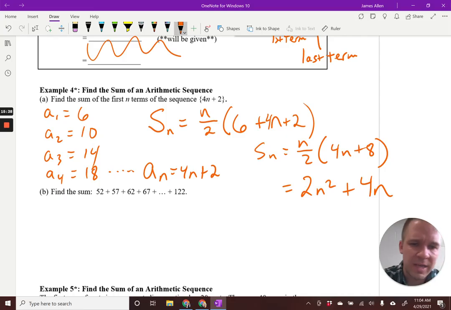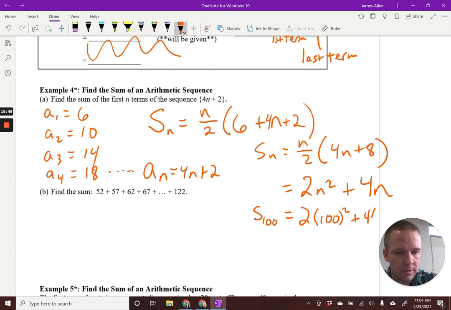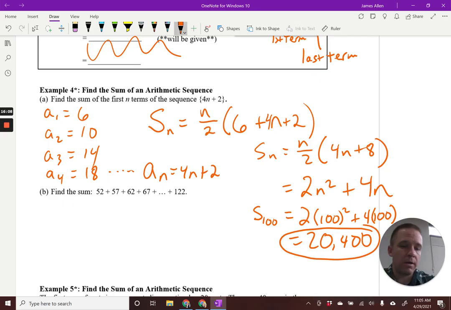So let's say it was the first 100 terms. I already said the 100 before, right? So let's say we want the first 100 terms. It'll add all of them together. So I would have 2 times 100 squared plus 4 times 100. Forgot a 2. All right. Plug that in my calculator. You could probably figure it out. You'd have 10,000 times 2 is 20,000 plus 400. So 20,400. There we go. So that'd be the first 100 terms.